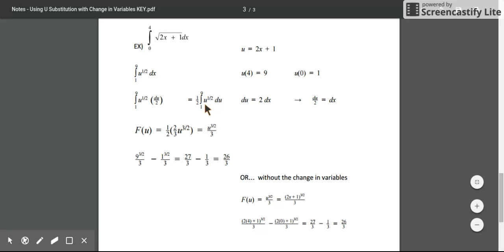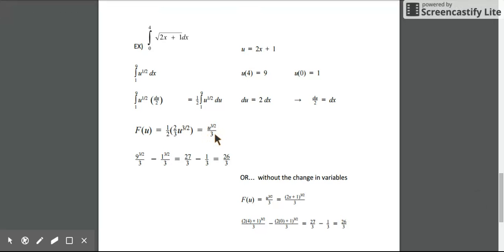Again, we're going to use the power rule. We're going to add 1, which is 2 halves, to the exponent and divide by that. So we get 3 halves as our new exponent. We divide by 3 halves, which is the same as multiplying by 2/3. So I'm going to multiply that 1/2 that was out front by that 2/3 now and get 1/3. So I got u to the 3 halves over 3. That's my antiderivative. We can evaluate that using our new upper and lower limits.